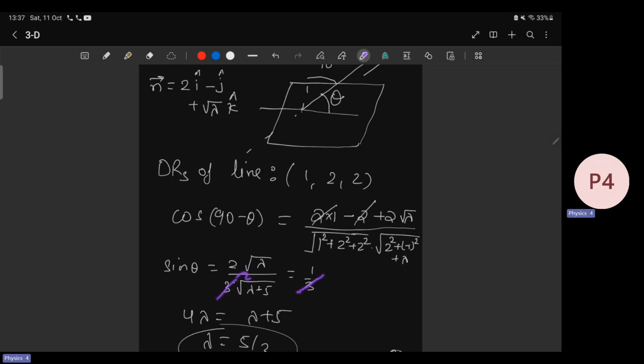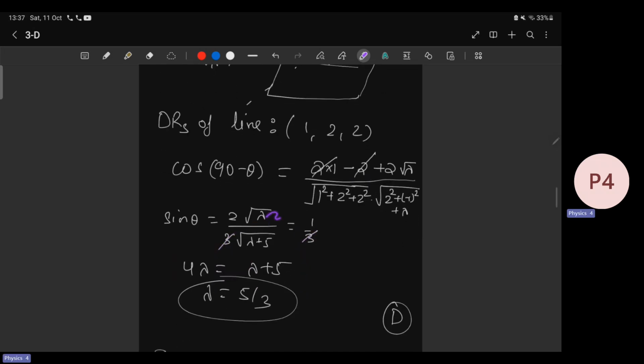This cancelled out. Now if we square both sides, we get 4 lambda equals lambda plus 5, and consequently we get lambda equals 5 by 3. This is what we had to find. So option D is the correct answer in this question.